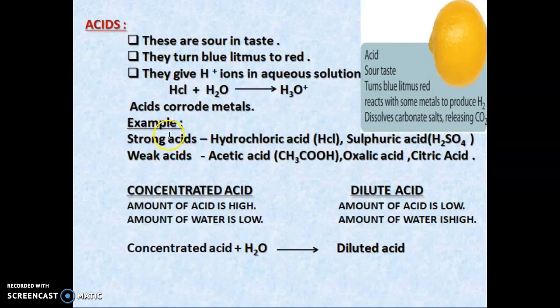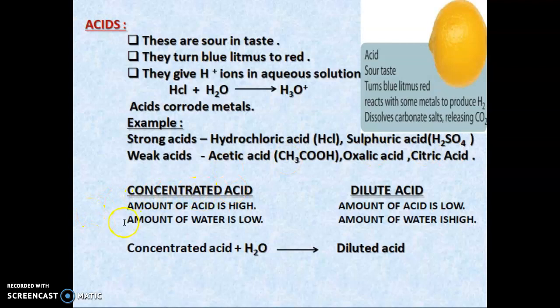Examples of an acid. They are divided into two types, strong acids and weak acids. We'll see later what strong acids and weak acids are. Strong acids: hydrochloric acid, the formula for hydrochloric acid is HCl. Sulfuric acid, H2SO4. Weak acids: acetic acid, the formula is CH3COOH. Oxalic acid and citric acid.